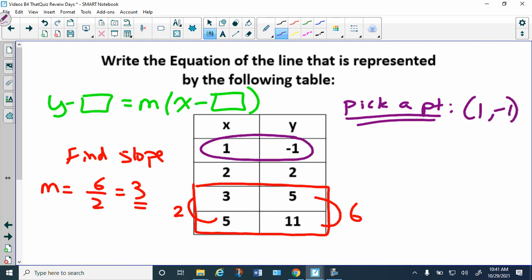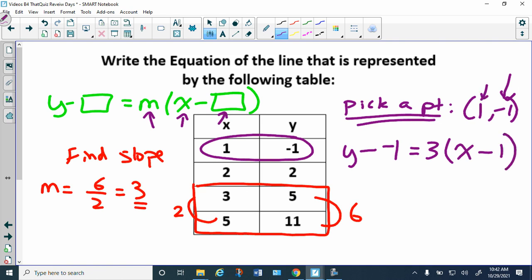So when I plug things in, I've got y minus, since this is my y value, y minus a negative 1, and that looks really funny, but we're going to fix it in just a second. Equals the slope, and my slope is 3. Then x minus my x value, so x minus 1. Before we start doing anything, we have to take care of this.